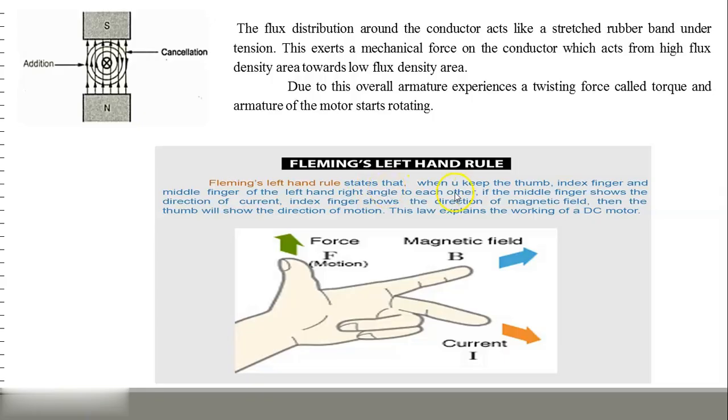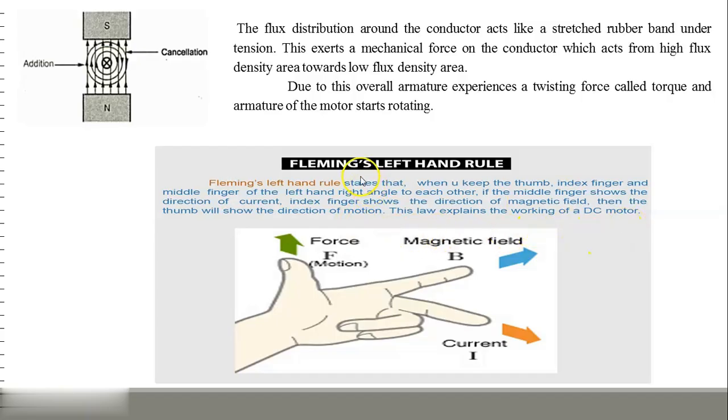It states that when you keep the thumb finger, index finger, that is forefinger, and the middle finger of the left hand set at right angles to each other, if the middle finger shows the direction of current, index finger shows the direction of magnetic field, then the thumb will show the direction of motion. This law explains the working of DC motor.